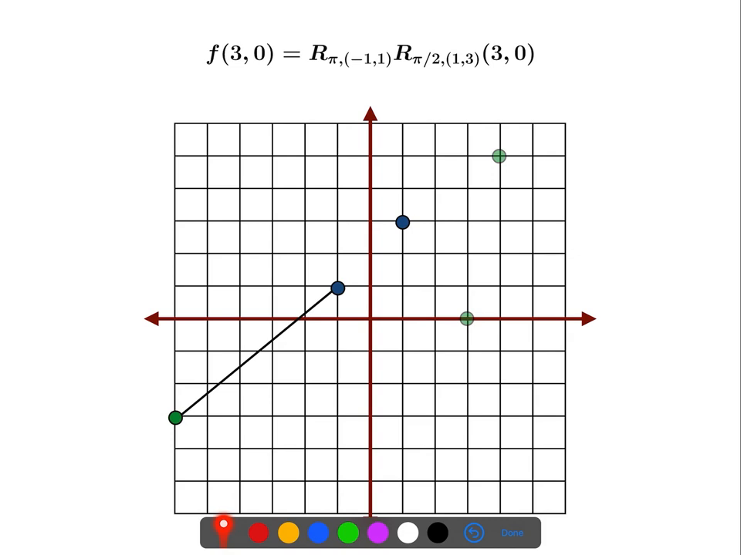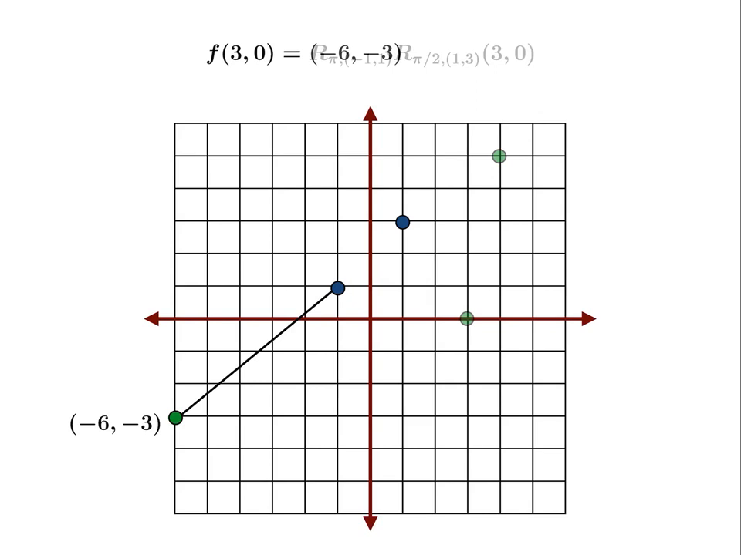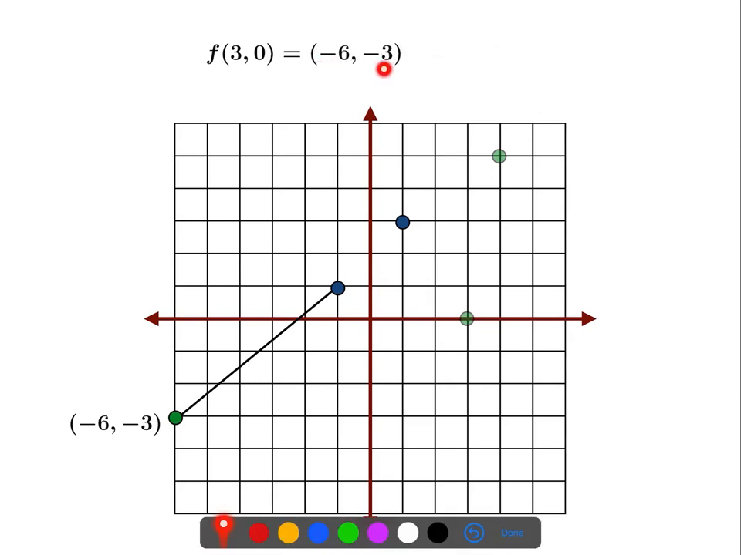And that point, if we just look at it, we're going over 6 here and down 3. So that's minus 6, minus 3. So the final result after we do both rotations, starting at (3, 0), we end up at (-6, -3). So for part A, the answer is (-6, -3).